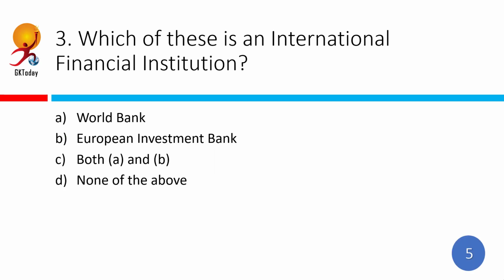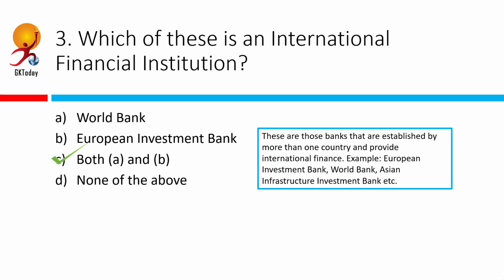Which of these is an international financial institution? Correct answer is both A and B, that is both World Bank and European Investment Bank. So what are international financial institutions? These are banks that are established by more than one country and provide international finance. They are an important pillar of global financial system and sometimes work as important bridge between developed and developing countries in matters of development finance. Currently, world's largest international financial institution is European Investment Bank.